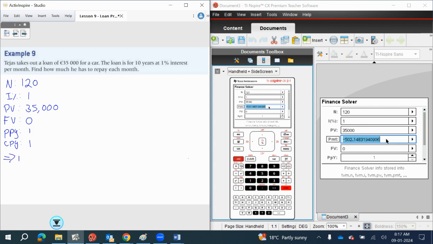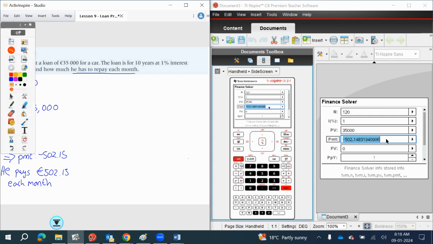This is going to give us a payment of minus 502.15. Answer in words: he pays each month, answer with a positive value. We've got euros, 502.15 euros each month. Now, you can use the finance solver in many different ways.